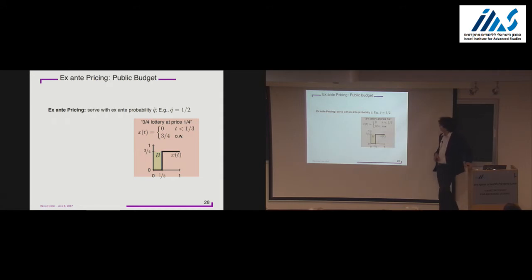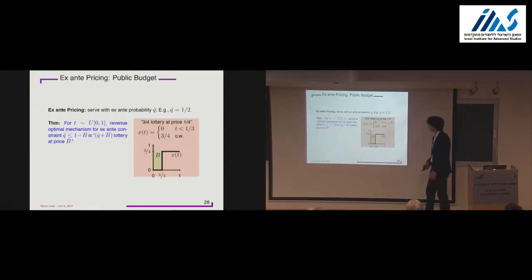Okay, I want to apply this now to public budgets, which was an example of a nonlinear agent, to just see what we get. Recall we serve with expected probability Q hat, and it looks kind of like this. We have a lottery where you buy with some probability to exactly make the area your budget. And that was the general theorem.